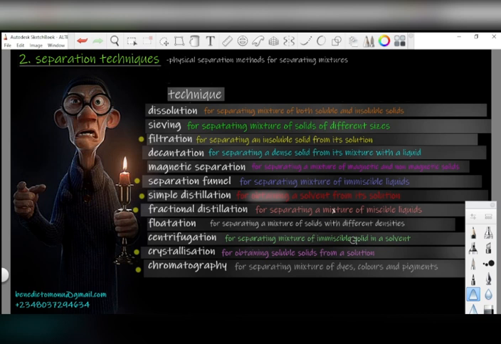Centrifugation is for separating insoluble solids in a solvent. Crystallization is also not for just separating, but for obtaining soluble solids from a solution. So you see, it's like the opposite of simple distillation, where simple distillation is going after the solvent in a solution, crystallization is going after the solute in a solution. Then lastly, we have chromatography, which is used for separating things like dyes and colors and pigments.